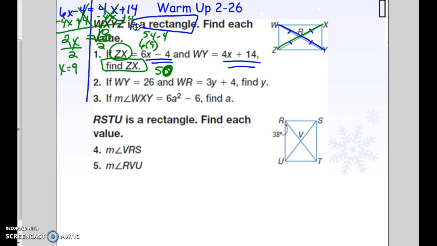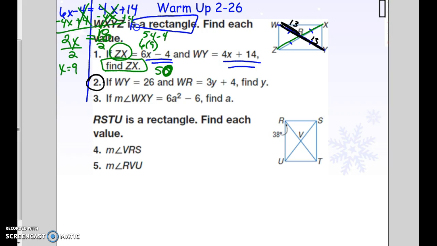Okay, next problem. Want that information clear? Now we're on to the next problem. It says if WY is 26, how big is this piece right here? 13, because we cut each other in half, right? So now I have a 13 and a 13. I know that automatically. Don't wait for me to tell you those things, right?